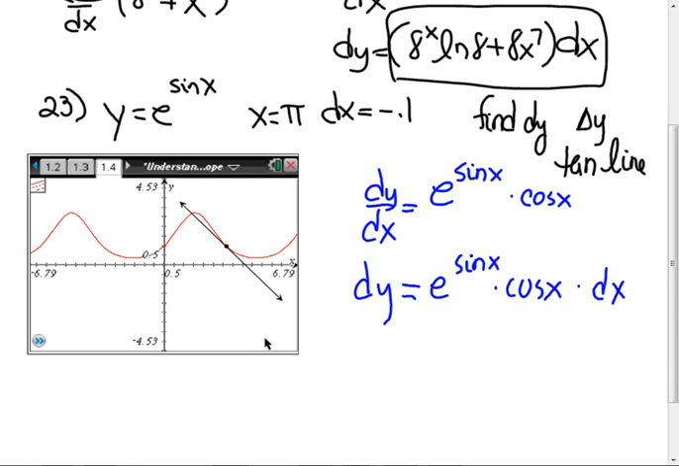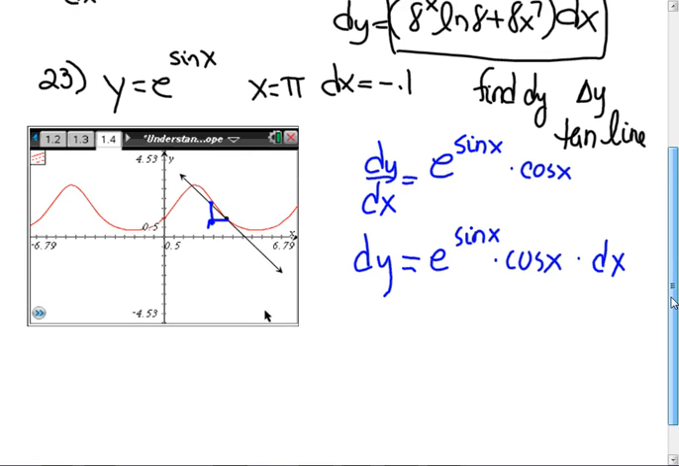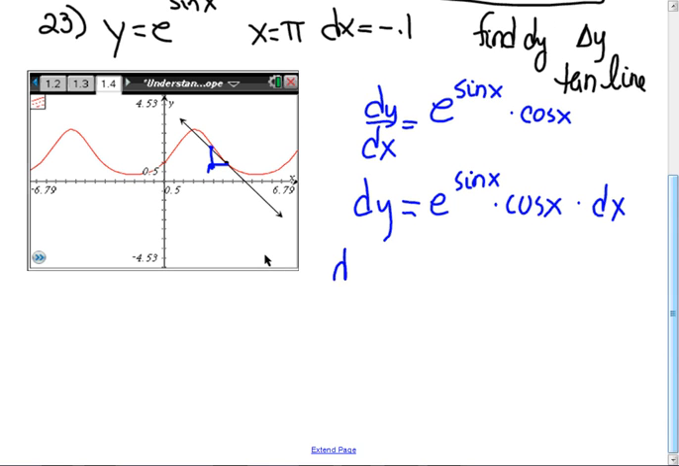And where are we going to find this change? If dx is negative, that means I'm going to go to the left, 0.1. Sorry, it's obviously not exact. And then I'm going to go up to the tangent line. Well, based on my picture, is that an overestimate or underestimate? Under. Okay.